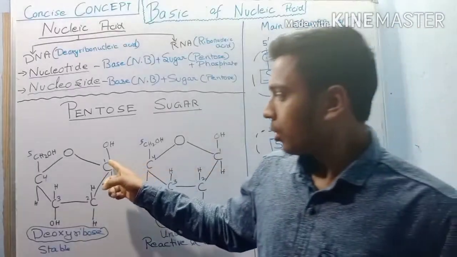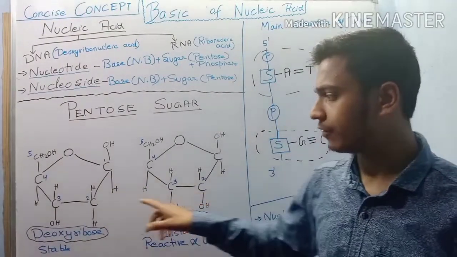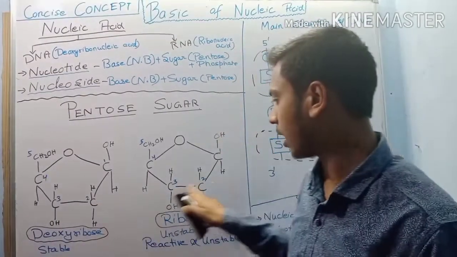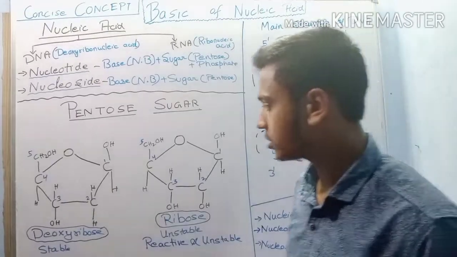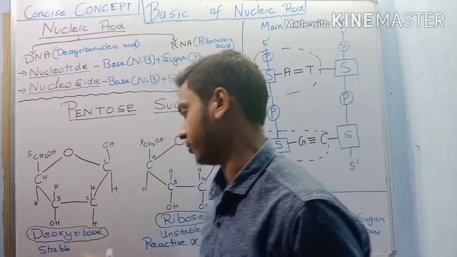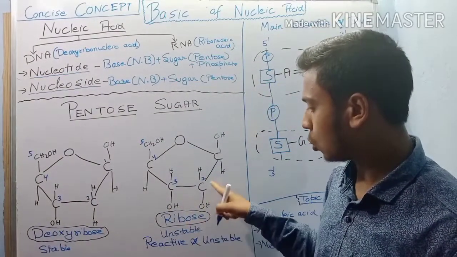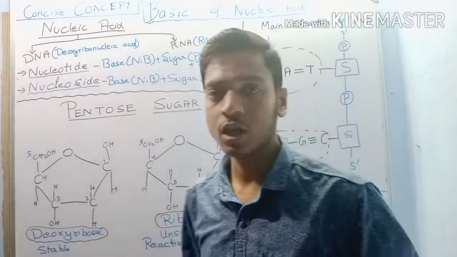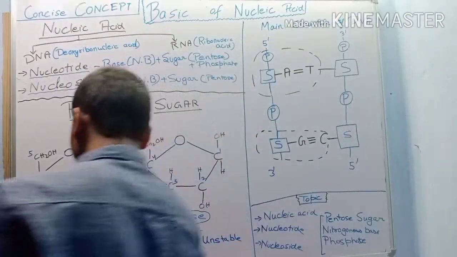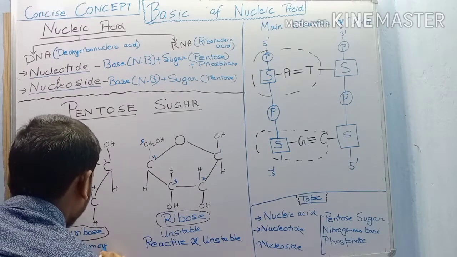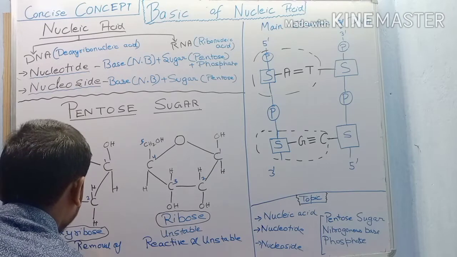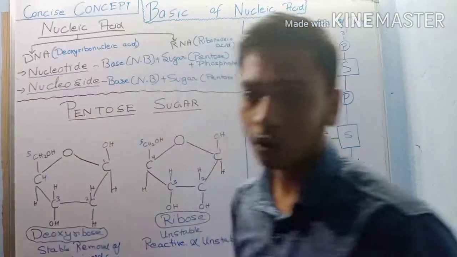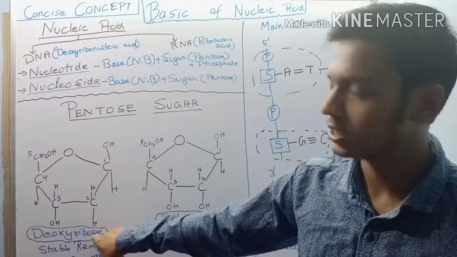You can see in both these structures the main difference is at the second carbon atom. What is the main difference? Here at the second carbon atom, OH is not present, only H is present, but in ribose OH is present. This is the main difference between deoxyribose and ribose. Why is there a difference? Due to the removal of oxygen in the second carbon, it is named deoxyribose.